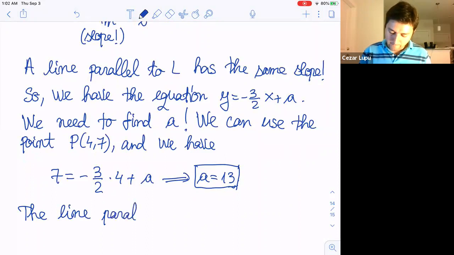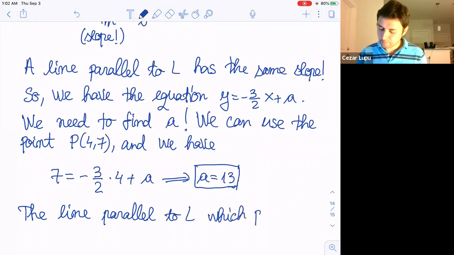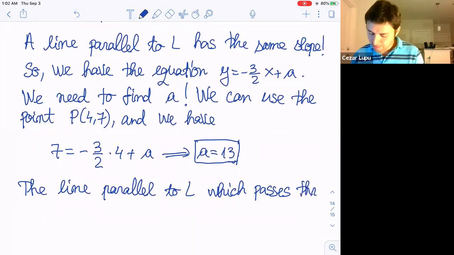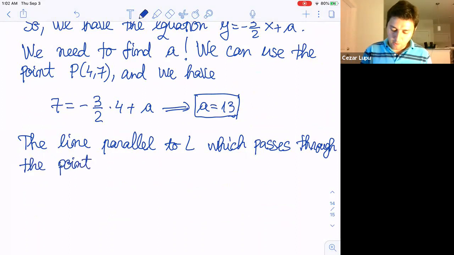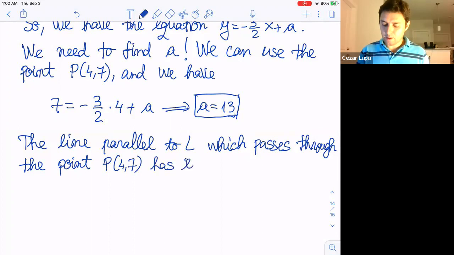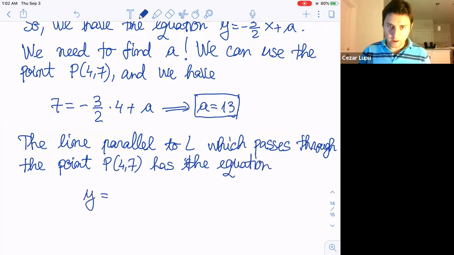Okay, so we say that the line parallel to L, which passes through the point P, has the equation y equals, right? So this will have what equation? y equals, the slope was negative 3/2, so negative 3 over 2 times x plus 13.